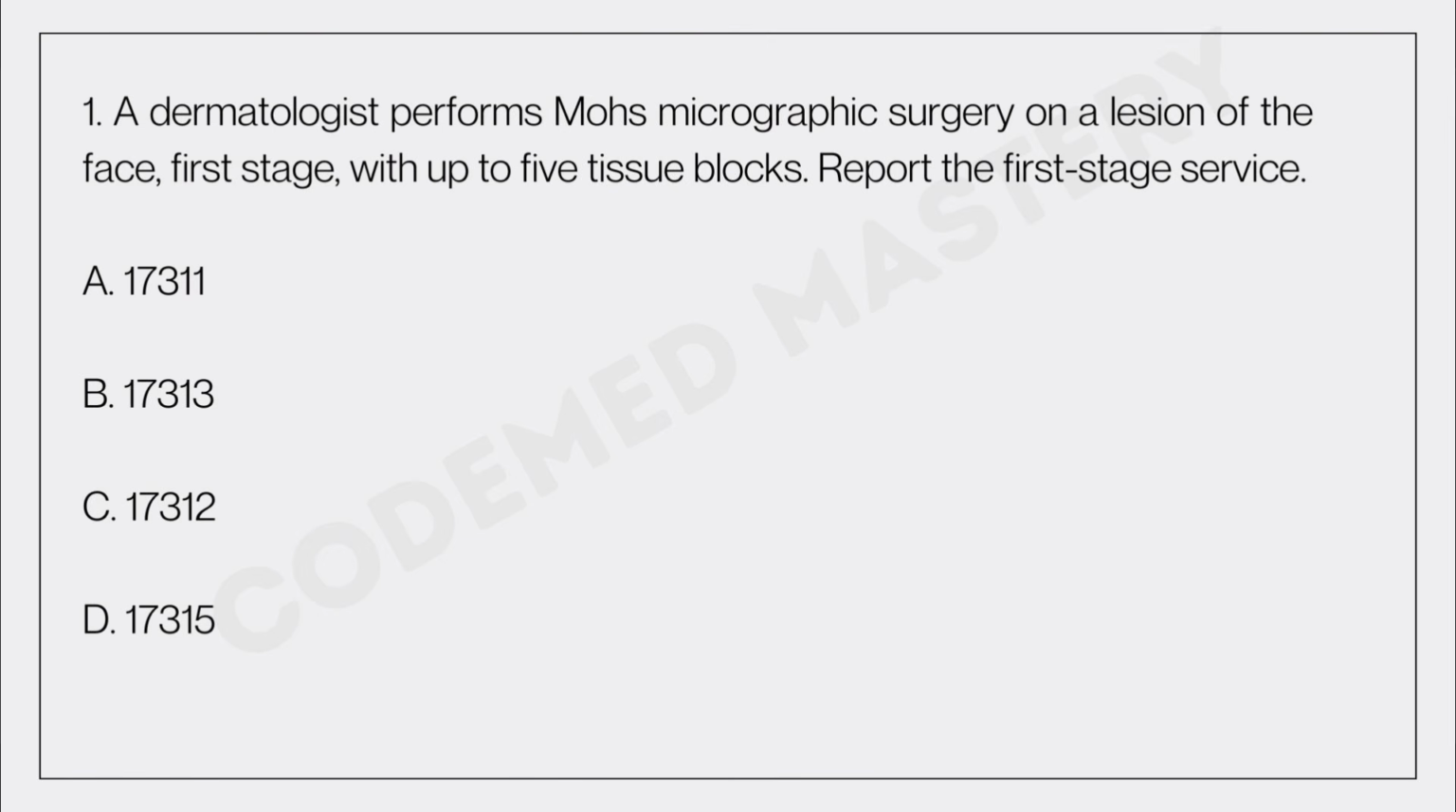First question. A dermatologist performs Mohs micrographic surgery on a lesion of the face, first stage, with up to 5 tissue blocks. Report the first stage service. In options, they have given 17311, 17313, 17312, and 17315.